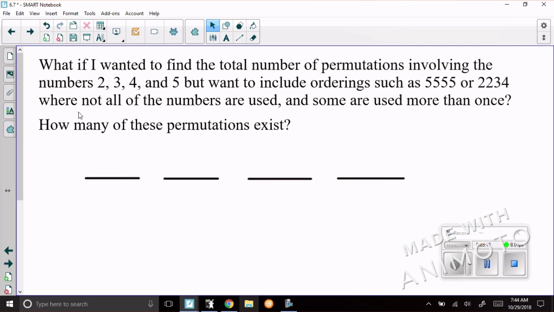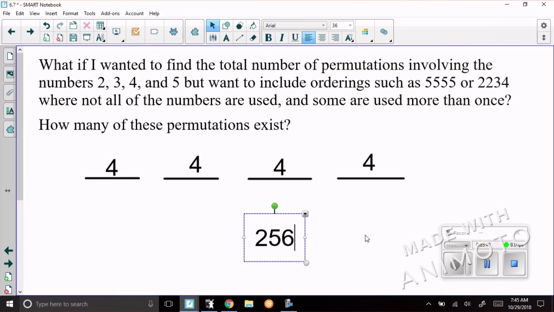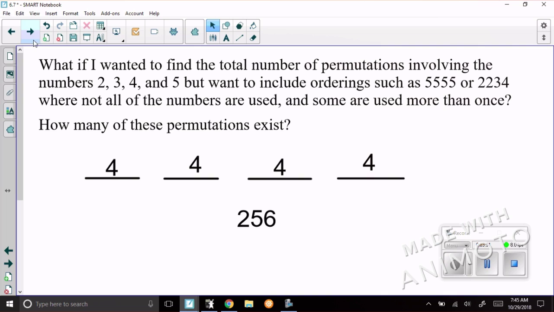In this case, it's not the multiplication counting principle. It's not the factorial, because I have 4 numbers I could choose from in my set of 4 first. But because we're repeating, I have another set of 4 numbers I can choose from. And again, because we're repeating, I have another set of 4 numbers, and another set of 4 numbers. So this is 4 times 4 times 4 times 4. Or as we know, repeated multiplication is an exponent. So 4 to the 4th power, which is 256. So there's 256 permutations that exist of that source.